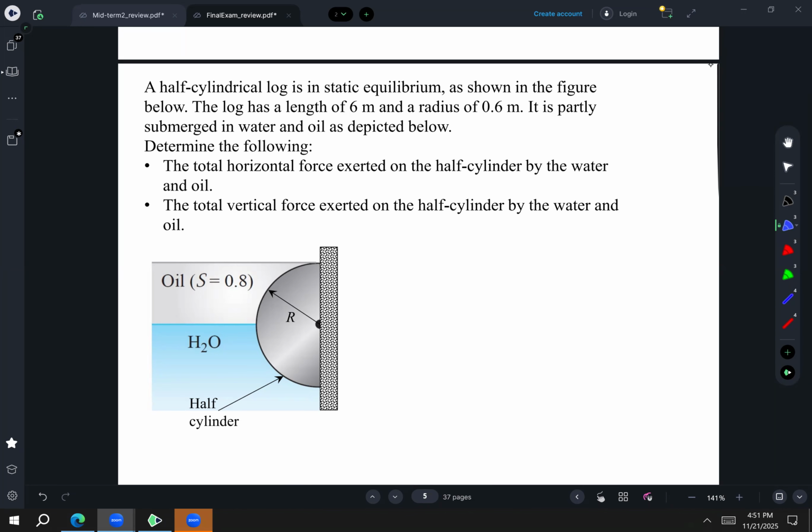Determine the following: the total horizontal force on the half-cylinder by the water and oil, and the total vertical force exerted on the half-cylinder by the water and oil.